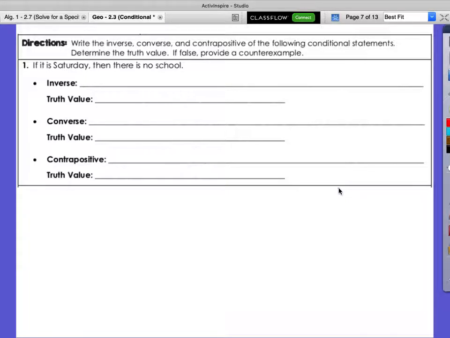We're given a conditional statement. If it is Saturday, then there is no school. Is that true? If it's Saturday, do we have school? No, so this first statement is true. What's our hypothesis of this? It is Saturday. We call our hypothesis the P. So what's our conclusion here?